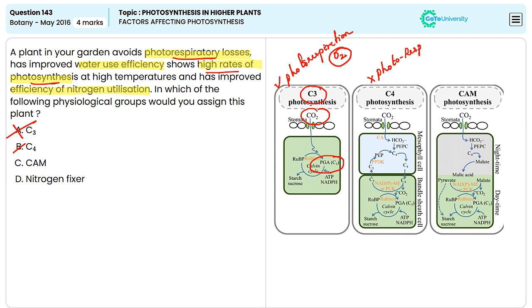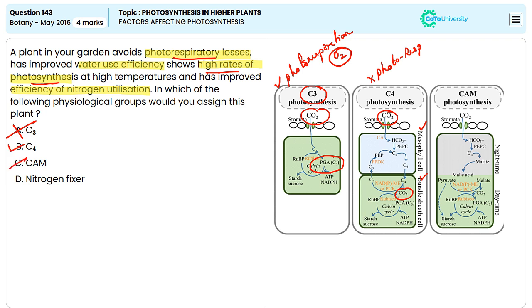So the C4 plants use a specialized mechanism where the carbon dioxide fixation occurs in 2 types of cells, that is mesophyll cells and the bundle sheath cells. And this process effectively concentrates the carbon dioxide around the enzyme rubisco, reducing photorespiration. So the answer is option B, C4 plants.